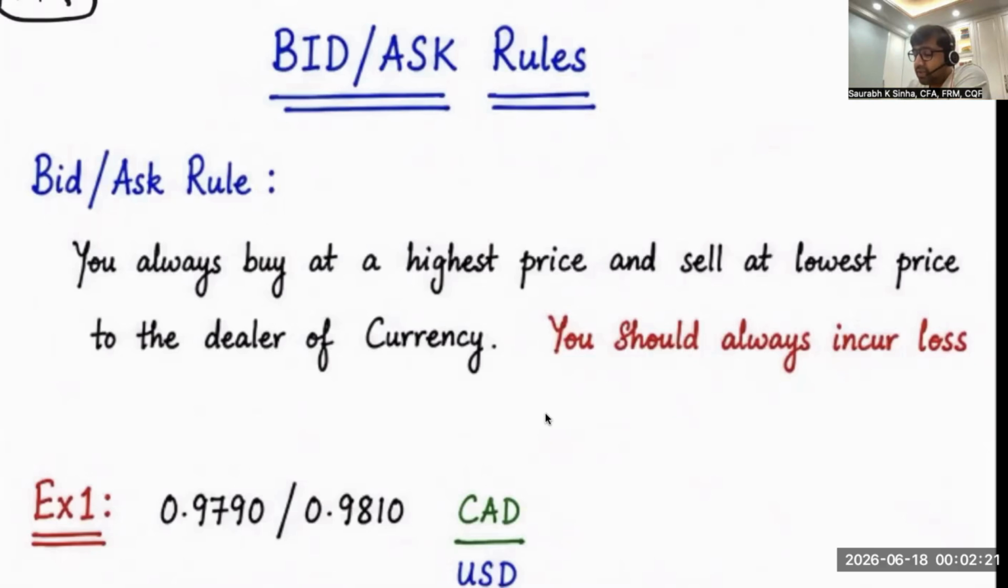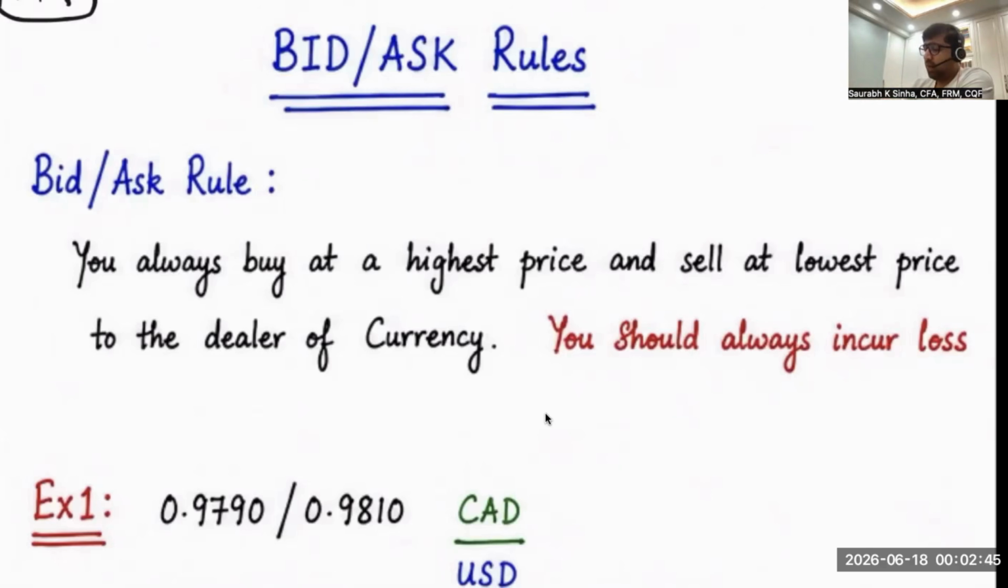So what is this bid and ask rule? In very simple terms, when you go into the market for any financial instrument, there would be a dealer who has a lot of inventory of that instrument. So whenever you try to buy from the dealer, you have to buy at a higher price. And if you try to sell to the dealer, you will sell at a lower price.